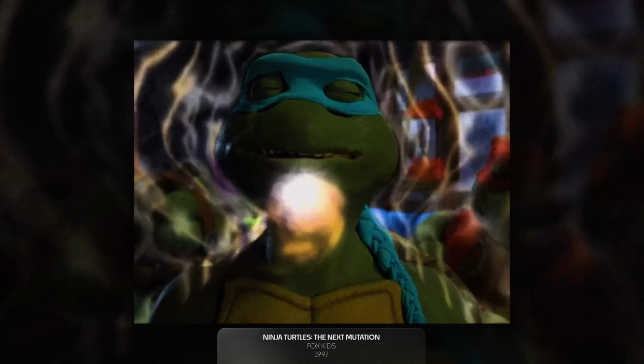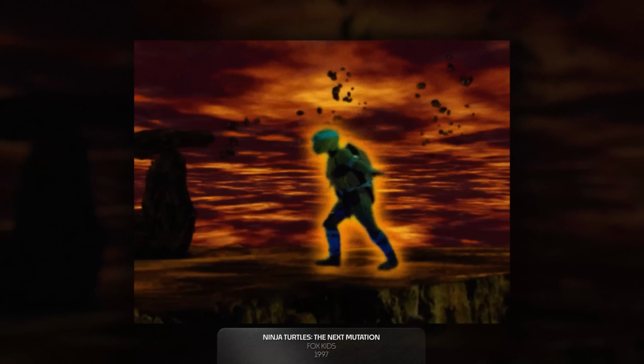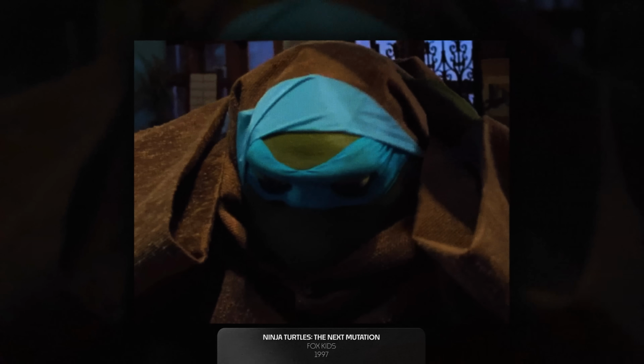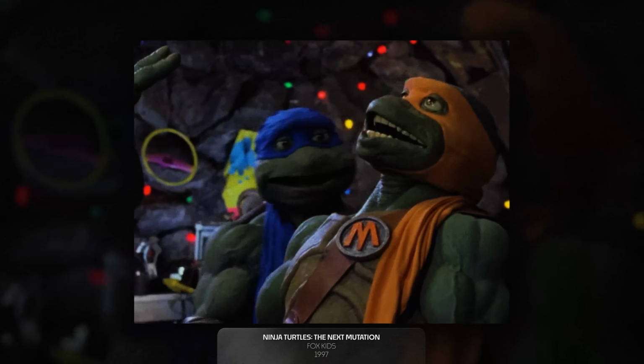One of the most infamous examples of this is Venus de Milo from The Next Mutation. The idea of a fifth turtle, one Splinter accidentally left behind after the mutation, left many fans with what could only be described as half-baked fan fiction vibes.